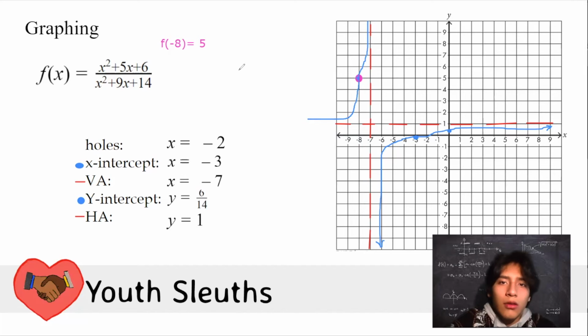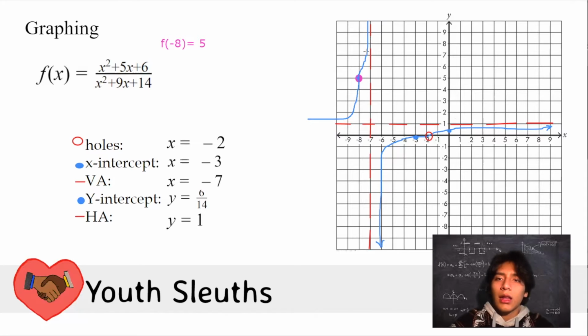Then lastly, we are going to graph our hole, which is at x equals -2. So x equals -2. And that lets us know that we have a hole right there.